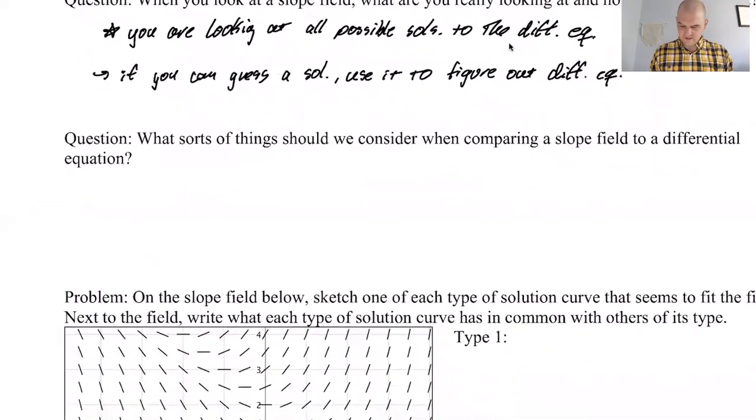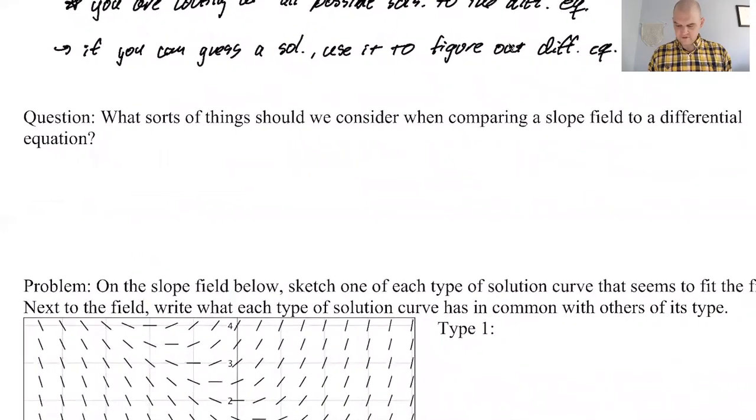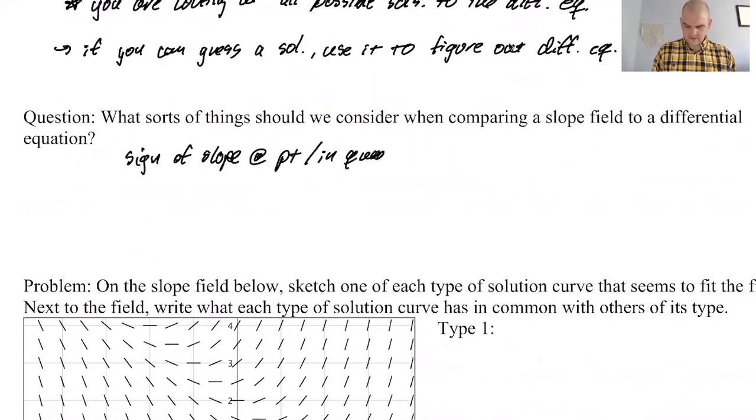So what sorts of things should we consider when comparing slope field to a differential equation? Literally all the things I just listed. So it's really disappointing that I didn't read this question ahead of time because I could have just done that. So comparing a slope field to a differential equation, I'm going to say sign of the slope at a point or in a quadrant. That can be effective. Zero slopes work really nicely.